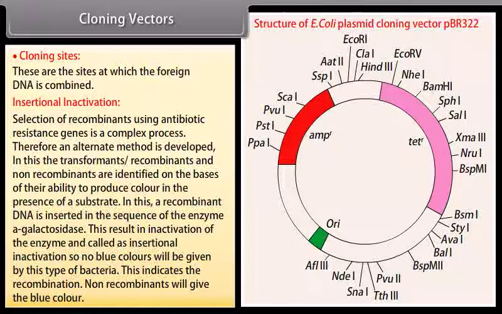In this, the transformants, recombinants and non-recombinants, are identified on the basis of their ability to produce color in the presence of a substrate. In this, the recombinant DNA is inserted in the sequence of the enzyme beta-galactosidase. This results in inactivation of the enzyme and is called insertional inactivation, so no blue color will be given by this type of bacteria. This indicates the recombination. Non-recombinants will give the blue color.